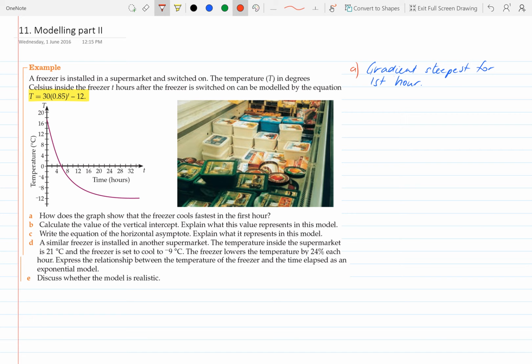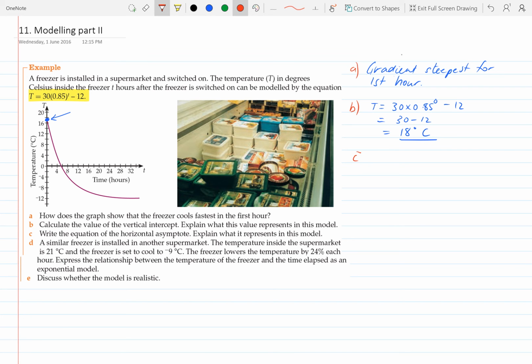Okay, question B. Calculate the value of the vertical intercept. So the vertical intercept is talking about this value here where it crosses the y-axis. And so that's going to happen when t equals 0. So that's going to be y equals 30 times 0.85 to the power of 0 minus 12. So anything to the power of 0 is 1. So we've got 30 minus 12, which is 18 degrees. So that's our vertical intercept.